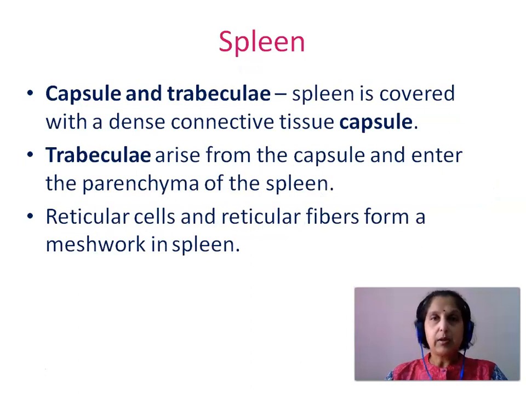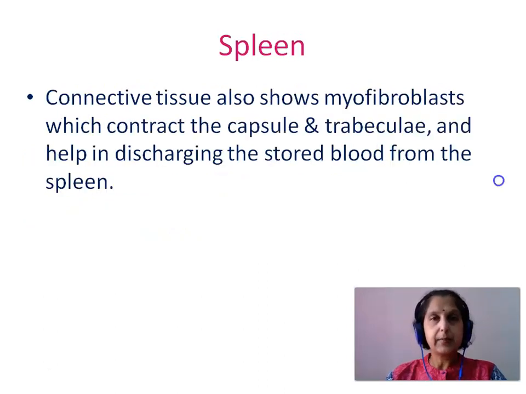Capsule and trabeculae. Spleen is covered with a dense connective tissue capsule. Trabeculae arise from the capsule and enter the parenchyma of the spleen. Reticular cells and reticular fibers form a meshwork in the spleen. Connective tissue also shows myofibroblasts, which contract the capsule and trabeculae and help in discharging the stored blood from the spleen.